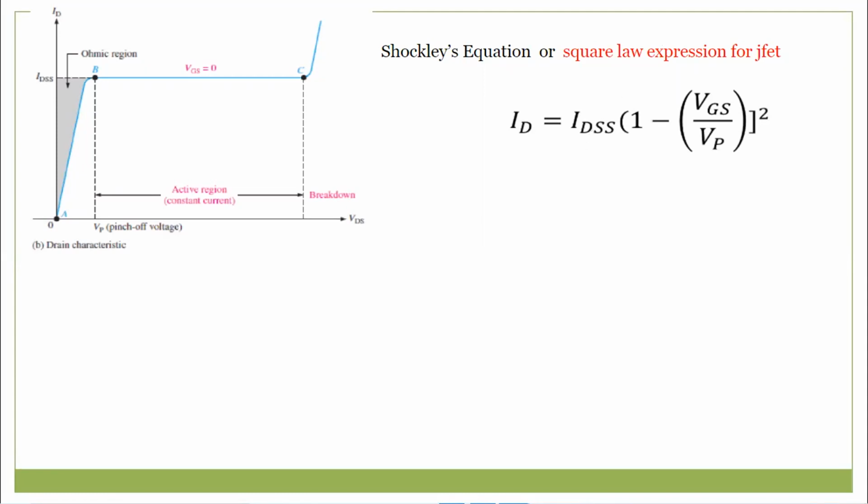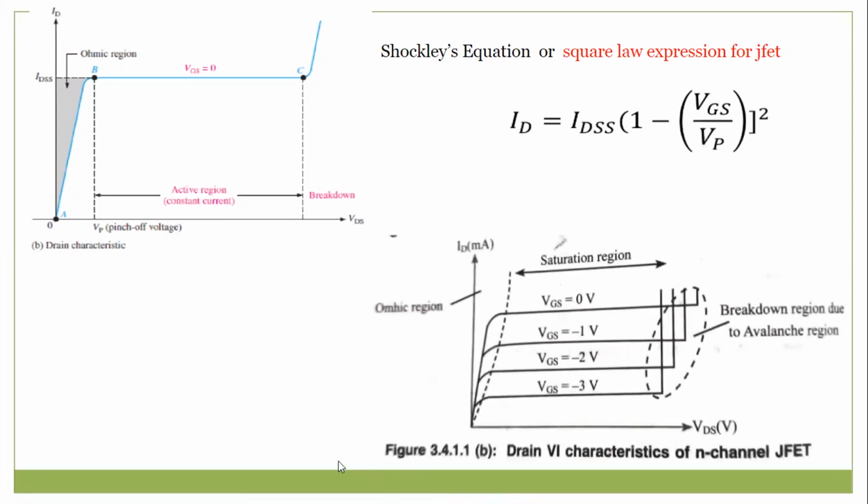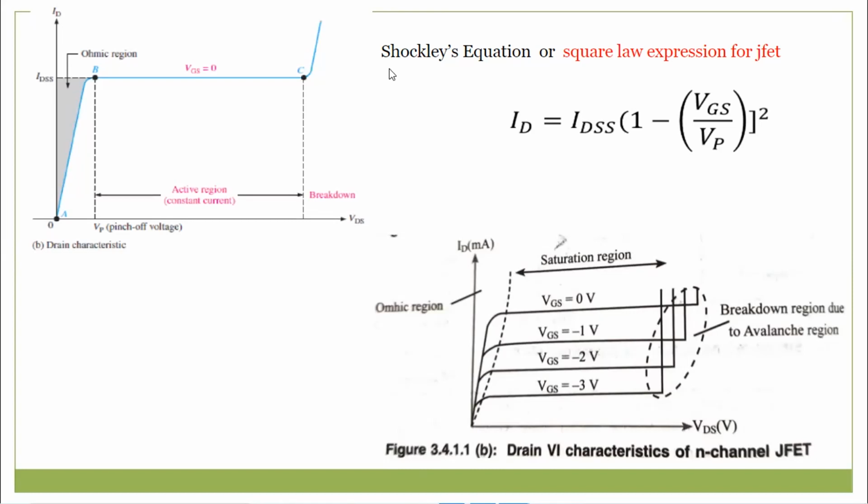And after this, I need to analyze what happens if I change VGS. In the previous explanation I was changing VDS only and I kept VGS at 0. If I go on changing the VGS, how is it going to impact the N-channel JFET? So that will be explained with this VI characteristic of N-channel JFET.